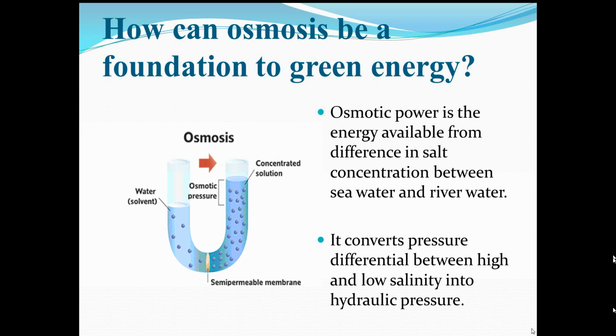concentrated solution. So osmotic power is the energy available from the difference in salt concentration between the sea and the river water. Here we can consider the water as the fresh water, and the concentrated solution as a salt solution representing the seawater. During this power generation, the pressure differential between high salinity and lower salinity is converted into hydraulic pressure, which can in turn be used for generating power.